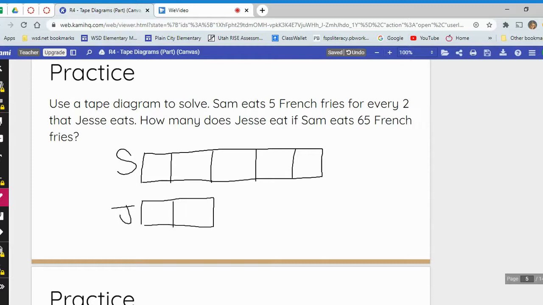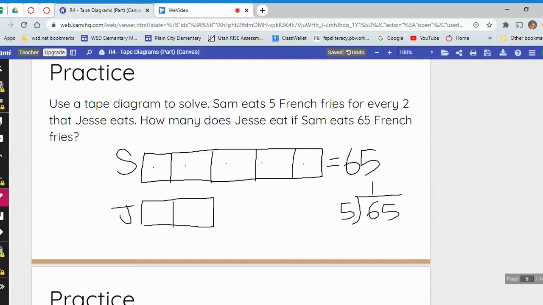So how many does Jesse eat if Sam eats 65? I hope that's over like a year or something, right? I guess if it's just actual French fries, but I was thinking of like containers of French fries. So 65 split between 1, 2, 3, 4, 5. Now, you may not know what 65 divided by 5 is, but that's okay. You know how to figure it out. You do a division problem.